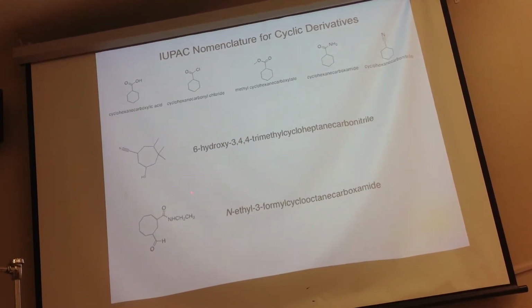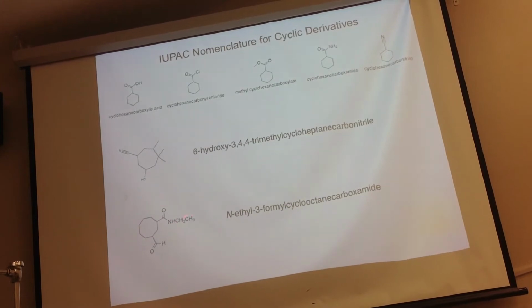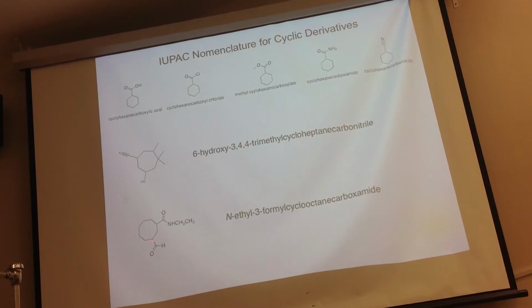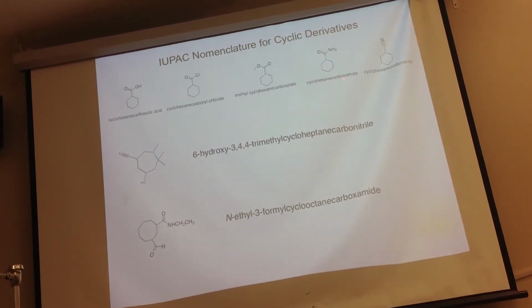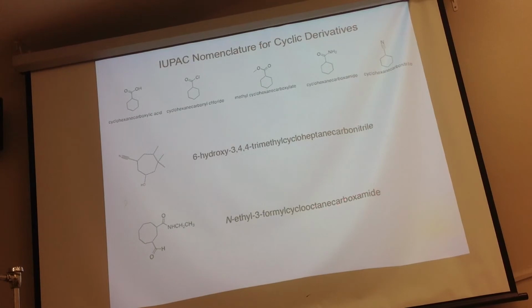This lower one here is an amide, and it's substituted, so we'll have an N with that substituent. The amide parent itself is going to be cyclo-whatever-ane carboxamide. And it's 8 carbons, so cyclooctane carboxamide.